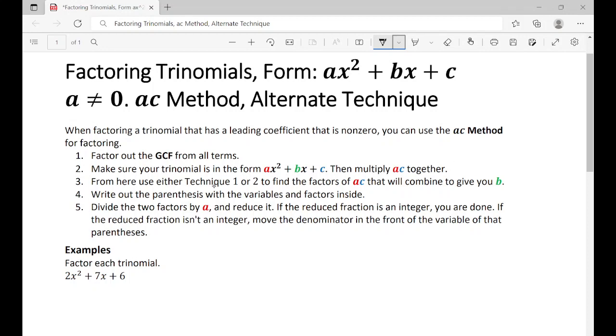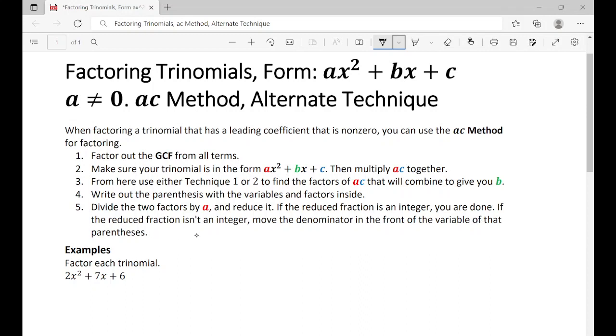From here, you can use either technique 1 or 2. I'm going to use technique 1 to find the factors of a times c that will combine to give you b. Next, you need to write out the parentheses with the variable and the factors inside. Now, this is an alternate technique from the one we used in a different video, and this is the difference here. We're going to divide the two factors that we found by a, and then reduce it. If the reduced fraction is an integer, you can just leave that alone, and you're done.